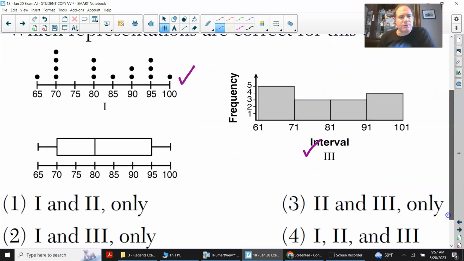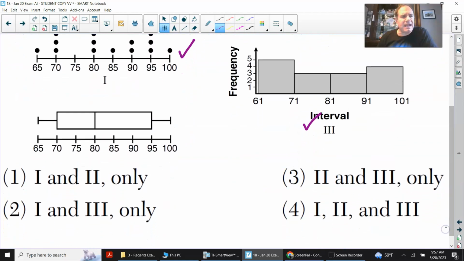Let me look at my choices. 1 and 3 have to be in there. So 2 could be a possible answer. Now they're going to have me check to see if this box and whisker plot works.